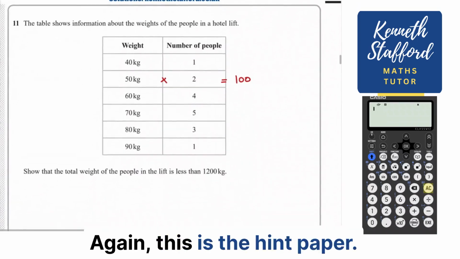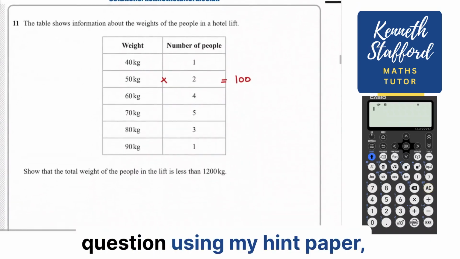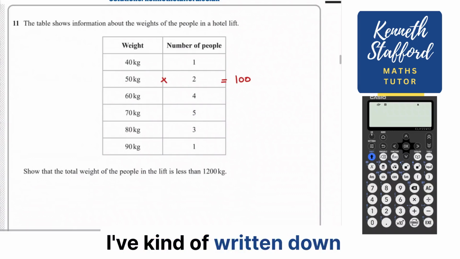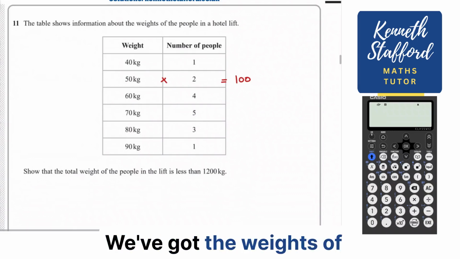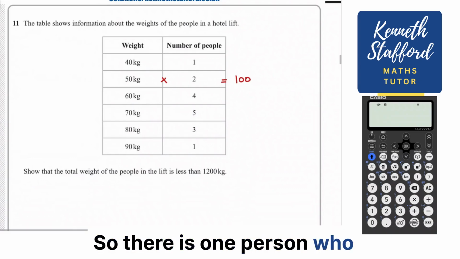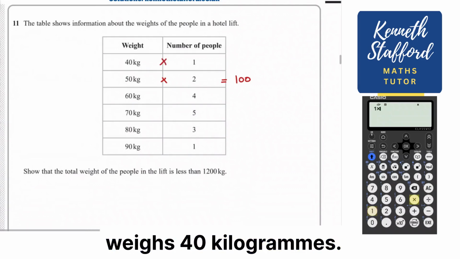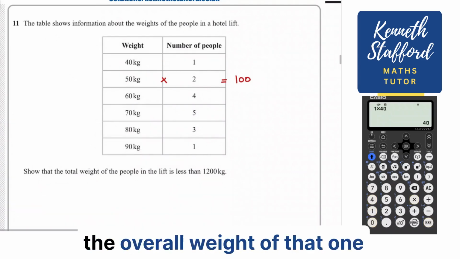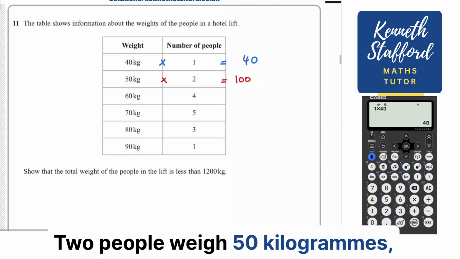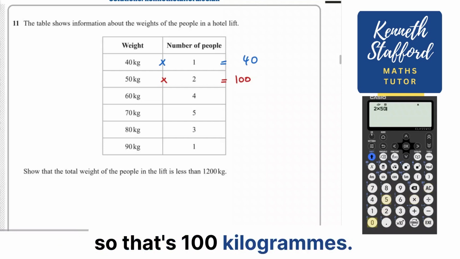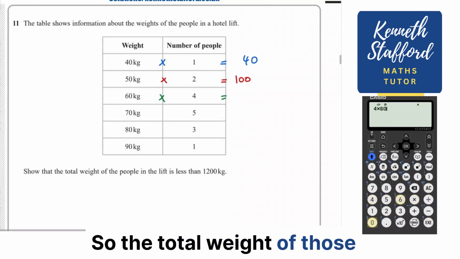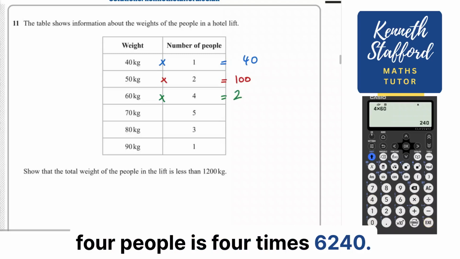And again, this is the hint paper. So if you were doing this question using my hint paper, it's giving you a bit of a clue of what to do here. I've kind of written down what we should do first. We've got the weights of people in a hotel lift. So there is one person who weighs 40 kilograms. So their weight, the overall weight of that one person is 40 kilograms. 2 people weigh 50 kilograms. So that's 100 kilograms. 4 people weigh 60 kilograms. So the total weight of those 4 people is 4 times 60.